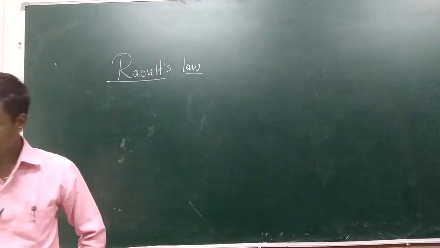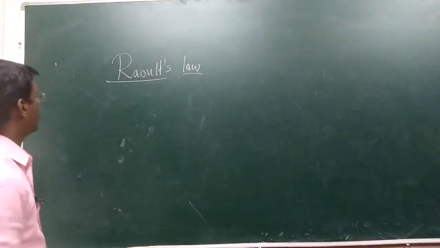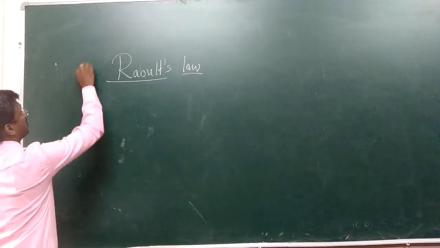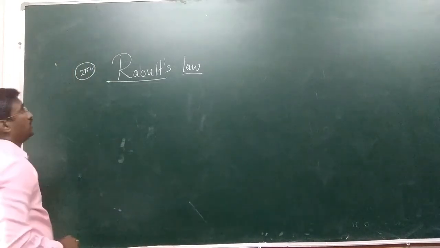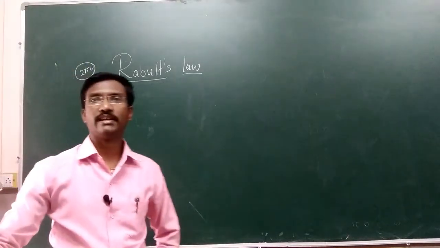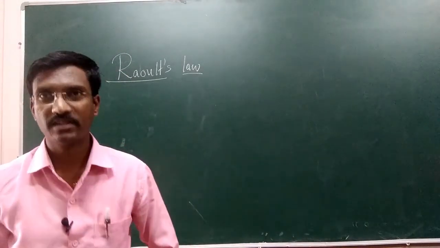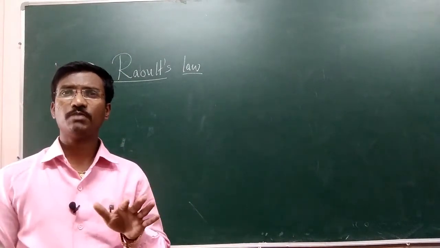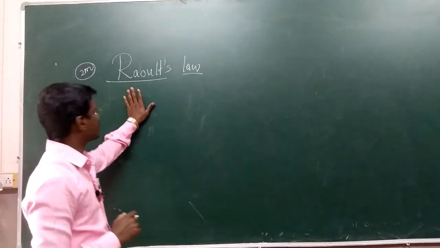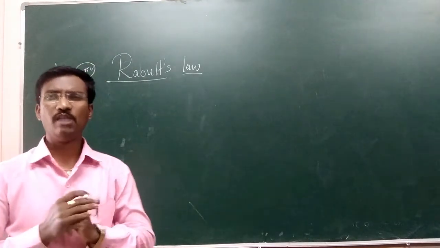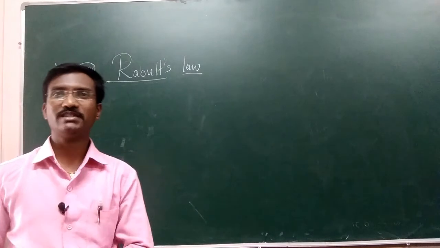So here, state Raoult's law. It will be asked for 1 mark and sometimes for 2 marks: state Raoult's law and write the mathematical expression. It is the same as we have discussed in Henry's law. There is not much difference between Henry's and Raoult's law. Why? Because these two are almost similar. Only one term is extra here.